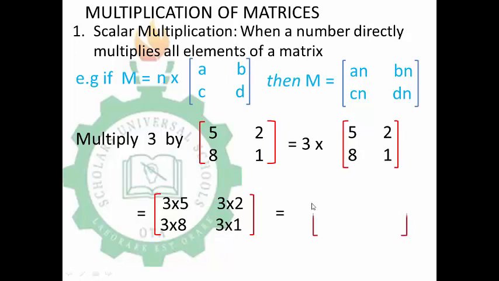So the answer is 3 times 5 is 15. 3 times 2 will be 6. 3 times 8 will be 24. And 3 times 1 will be 3. So the answer, when you do a scalar multiplication of 3 by the matrix 5, 2, 8, 1, you have 15, 6, 24, and 3.